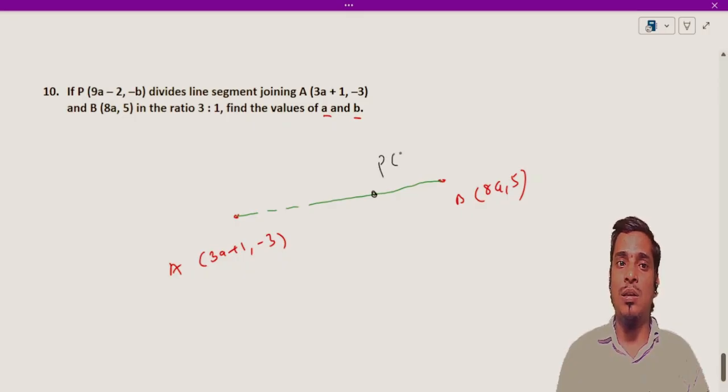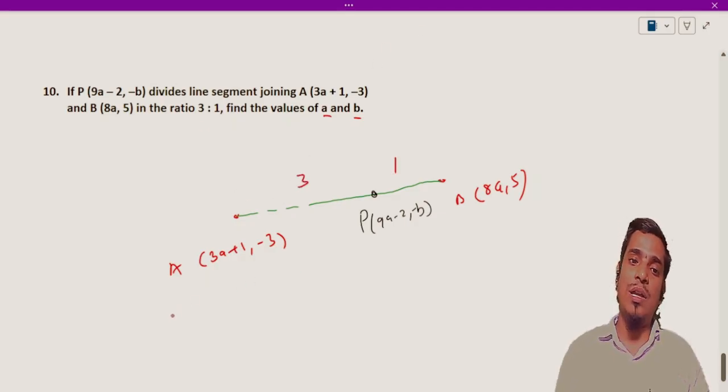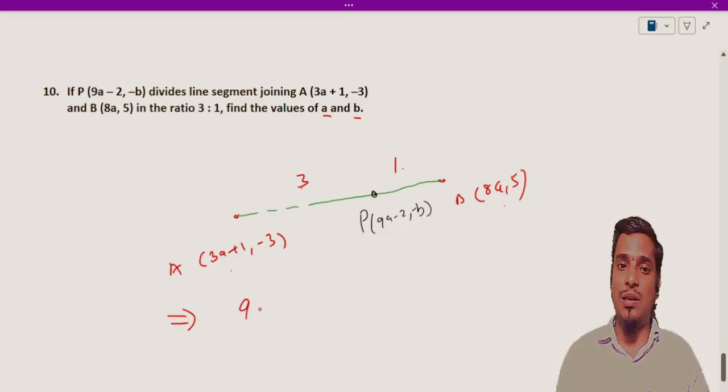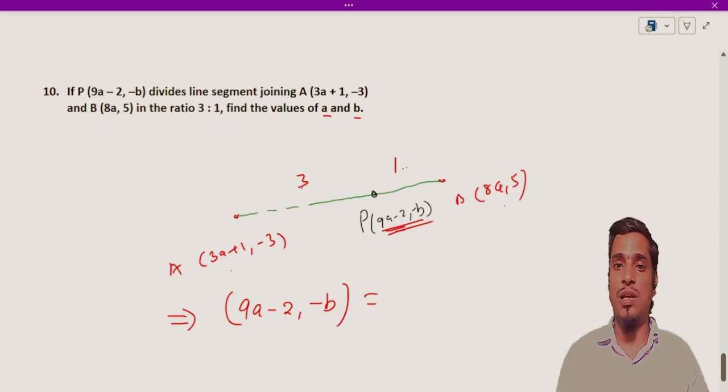P is given as (9a - 2, -b), and the ratio in which this line is divided is given as 3:1. So with the help of these two ratios and the A coordinate and B coordinate, we can find the P coordinate, which is already given. So we can write both of them like this: (9a - 2, -b) is the coordinate of this point, which is given, but we can find the coordinate of this point with the help of these two ratios at the given points.